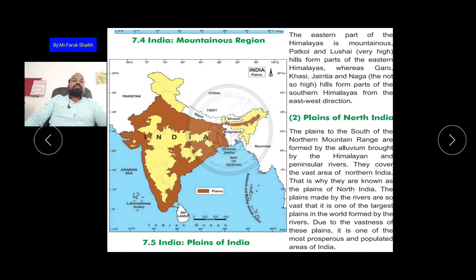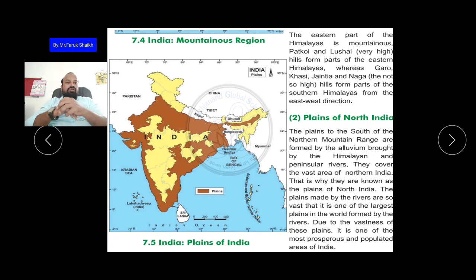Okay, now the plains of North India. The plains south of the northern mountain ranges are formed by the alluvium brought by the Himalayan and peninsular rivers. Many of the rivers flow from the Himalaya, and while flowing, they bring alluvial soil with them, which is very fertile.